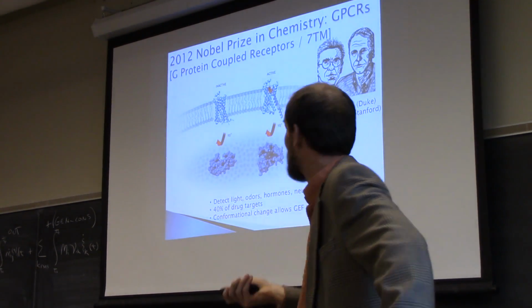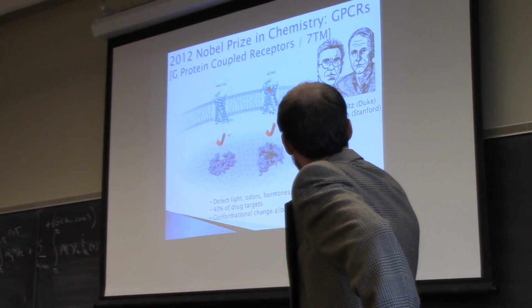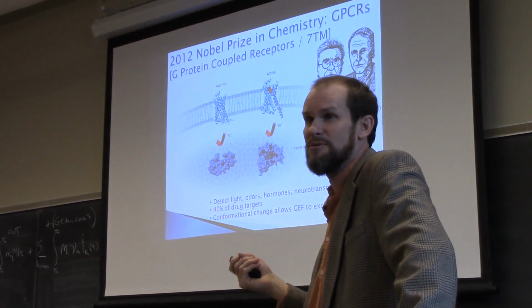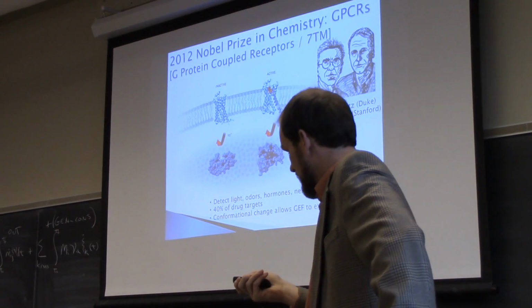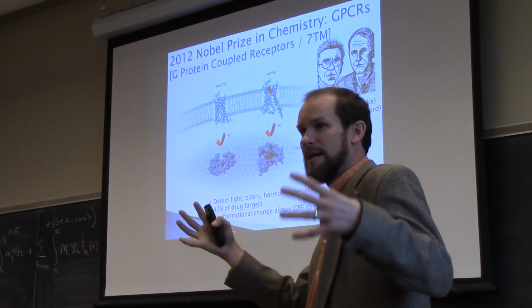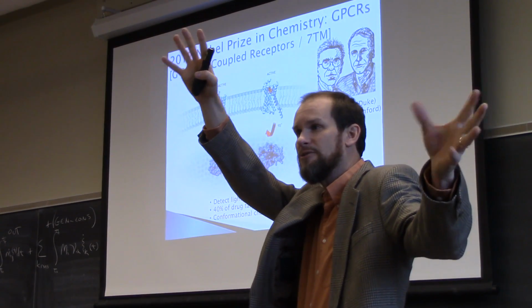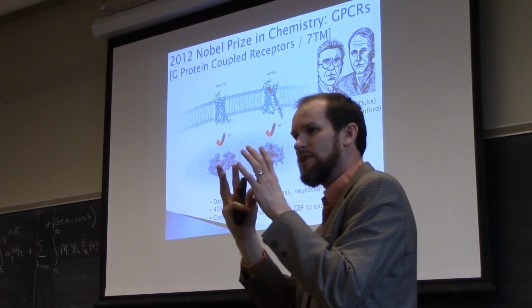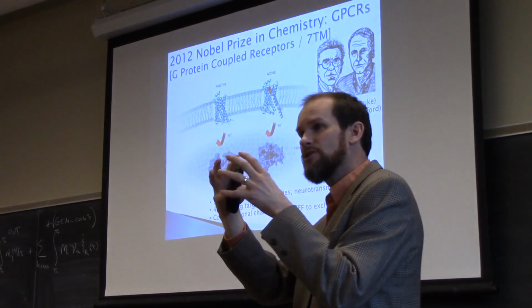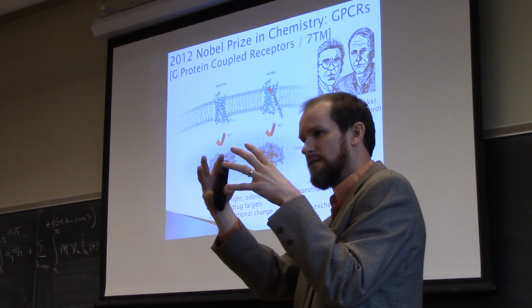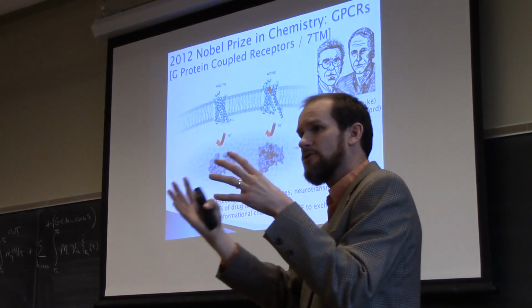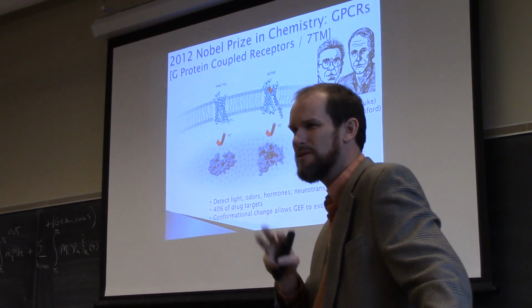So this is why this got the Nobel Prize. Robert Lefkowitz and Brian Kobilka determined these structures, which is no small feat. We usually get structures of proteins by making a crystal of the proteins, and then you shoot x-rays through them, you get scattering patterns, and you back out the regular structure of the proteins. But you have to have a three-dimensional crystal, so you have to have proteins that can line up next to each other. So that's already tricky with solution proteins, but we've done that a lot of times.